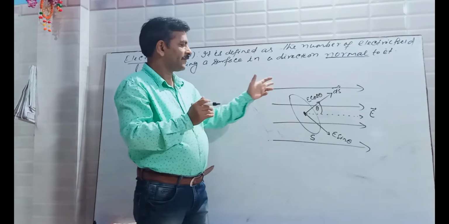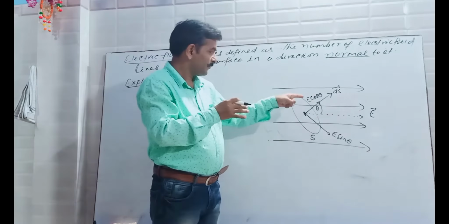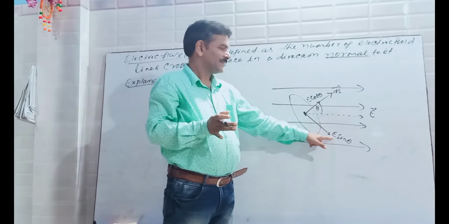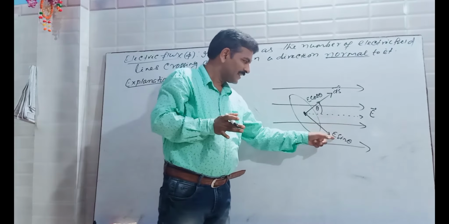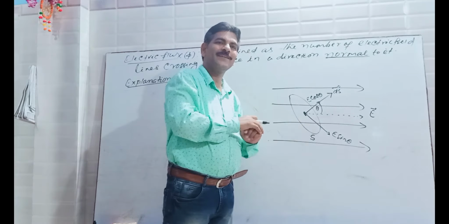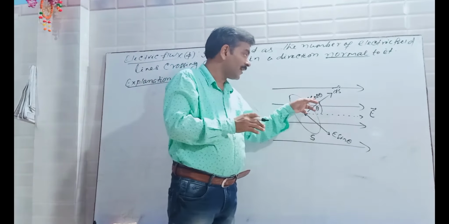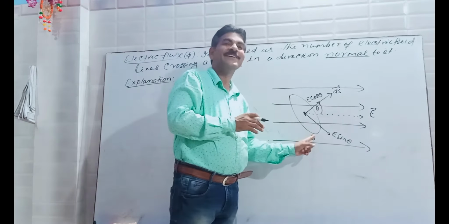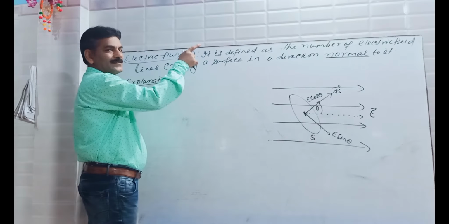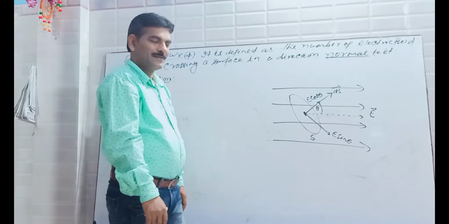If 50 field lines represent E, then some number of field lines must be contributed for E cos theta, and some for E sin theta. The field lines which represent E sin theta are parallel to the surface. They never give electric flux. But the field lines which define E cos theta are perpendicular to the surface, and they will give electric flux, because our definition is the number of electric field lines crossing a surface in a direction normal to it.